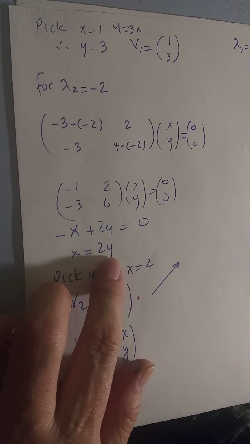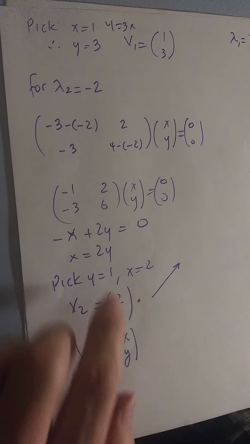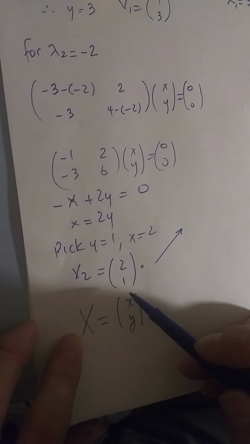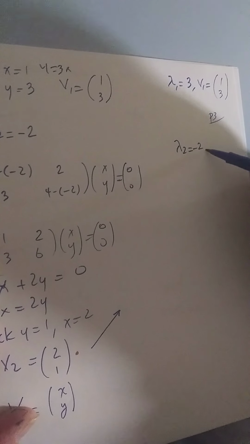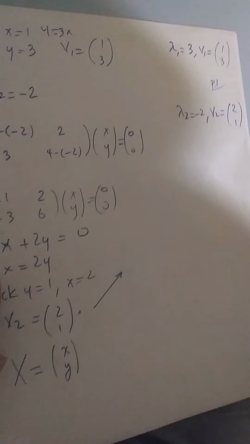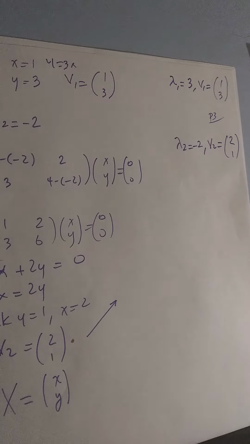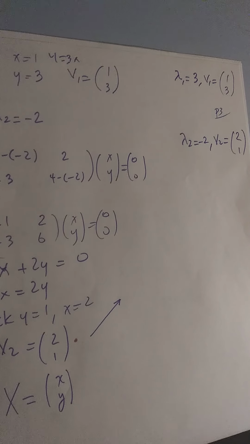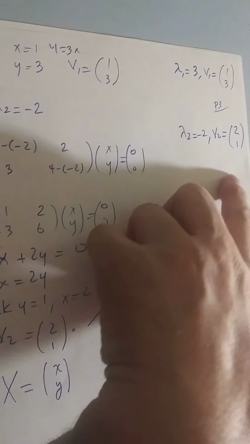This time I'm going to pick y equals 1 and x equals 2. So x equals 2, y equals 1. That means my eigenvector is (2, 1). So I'm going to write it over here. Lambda 2 equals minus 2 and vector v2 equals (2, 1). So the eigenvector corresponding to the eigenvalue lambda 1 equals 3 is (1, 3). The eigenvector corresponding to the second eigenvalue lambda 2 equals minus 2 is (2, 1).